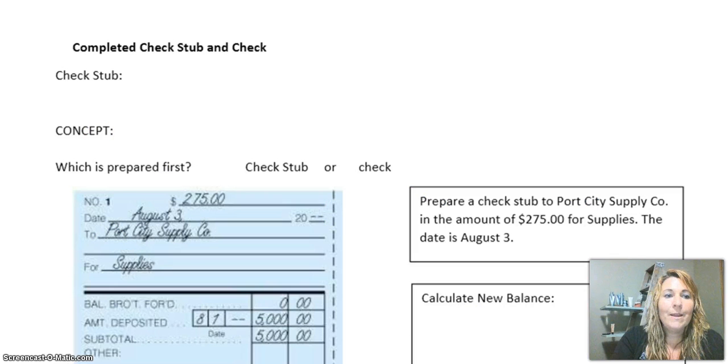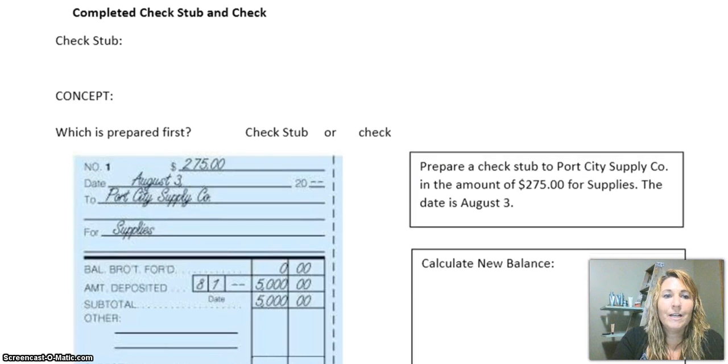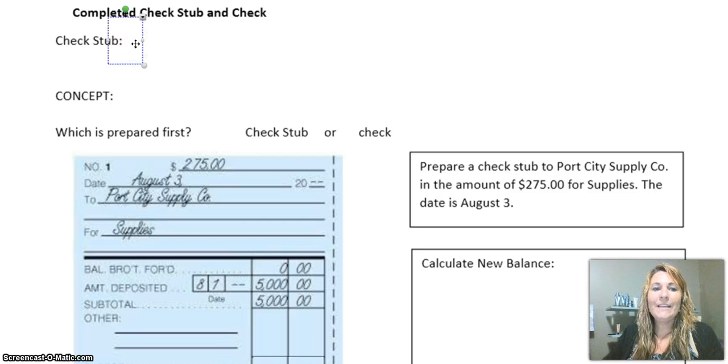Okay, now we're ready to do a completed check stub and a check. So what is the definition of a check stub? I showed you what the check stub looked like and we filled it out for our deposit. But the definition of a check stub is the business's record of each check written for a cash payment transaction.